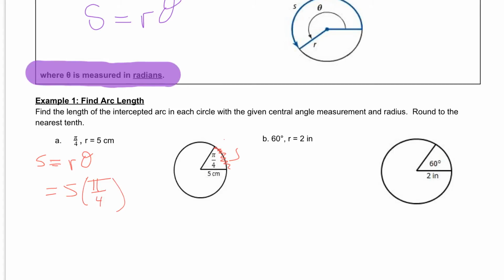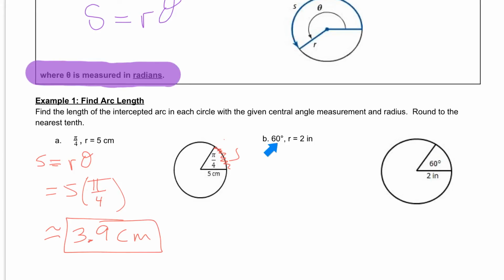You're just going to plug that into your calculator, and when you plug that in, you should get about 3.9 centimeters. Please use the actual pi button on your calculator and not 3.14. So go ahead and try that. Make sure you get the right answer before you move on to letter B. Pause it if you need to.